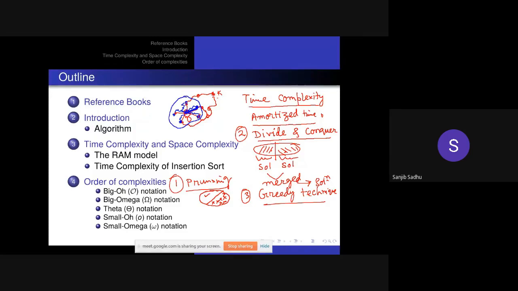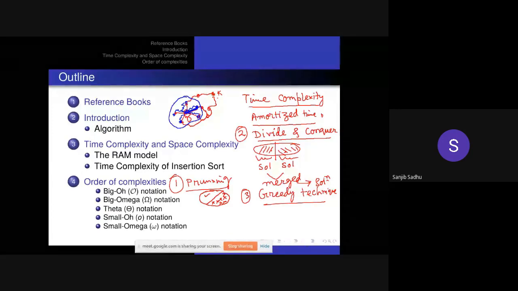That type of algorithm is called greedy. That means you are thinking that you will profit more if you follow this path, so you follow it. That technique is called the greedy technique. Now please remember, the greedy technique does not always give the optimal solution.